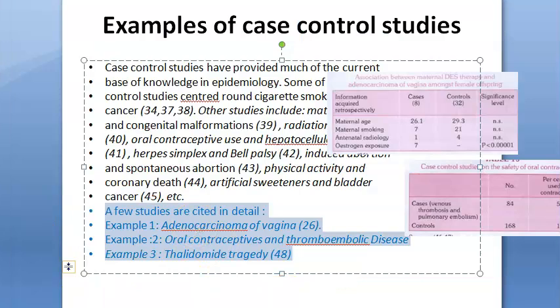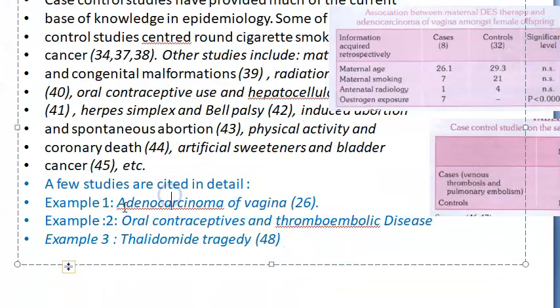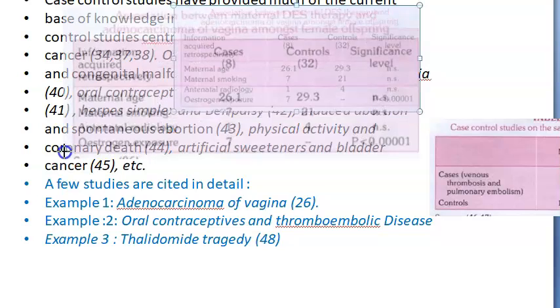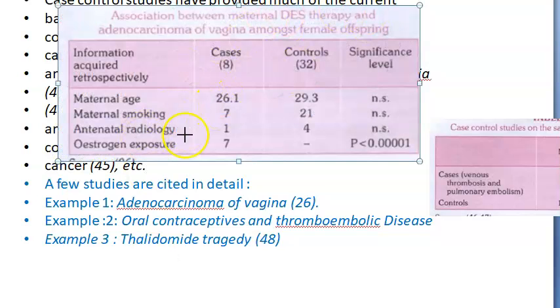Guys, some examples of case control study you look at here, okay? Adenocarcinoma of vagina. So here they have drawn this table. Here you have the cases, that means people who have disease, right? And here you have the control. In cases, what all are they showing here? Maternal age is high, maternal smoking, antenatal radiology, they were exposed to rays, estrogen exposure, right? So these people have the disease, right?